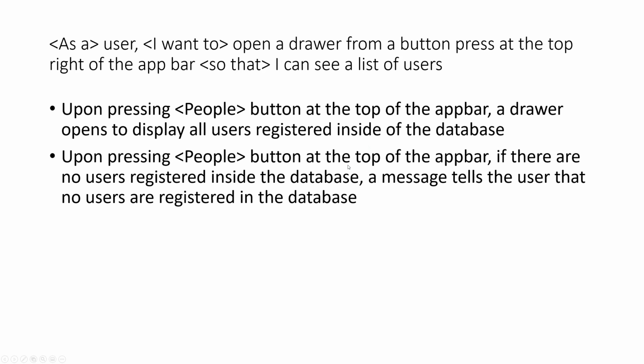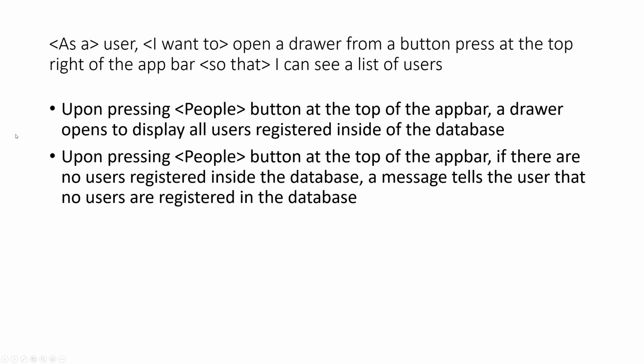All right, next. As a user, I want to open a drawer from a button press at the top right of the app so that I can see the list of users. Upon pressing the people button at the top of the app bar, a drawer opens to display all users registered inside the database. If there is no user registered, then the message tells that there are no users registered in the database.